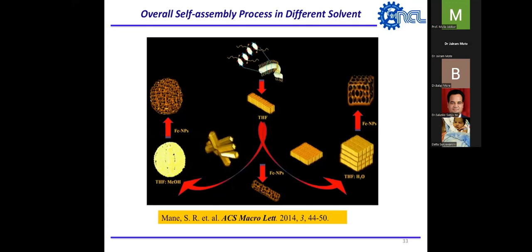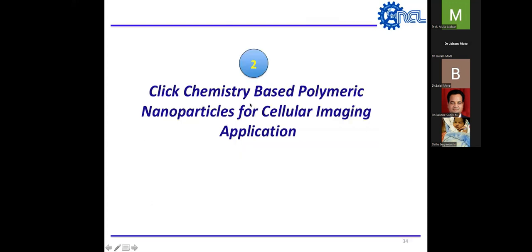Then we introduced iron nanoparticles to go for imaging applications of these materials. We labeled the micelles and studied how the morphology would change. But we observed that even after introduction of the iron nanoparticles on the polymer micelles, there is no change in the morphology. The morphology is the same.